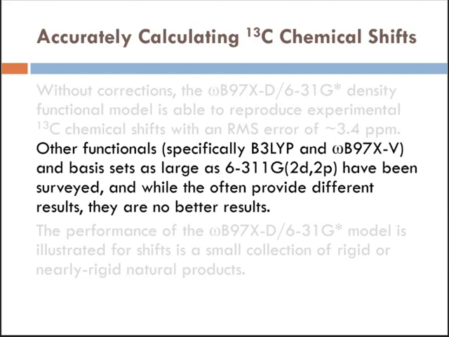Other functionals, we've looked at B3LYP, are a little worse than that. They're maybe 4 or 5 ppm. But either way, they're not really good enough to be useful, at least in my opinion. If you go to bigger basis sets, and we've gone as large as the one listed there, you get different results, but they're not any better.